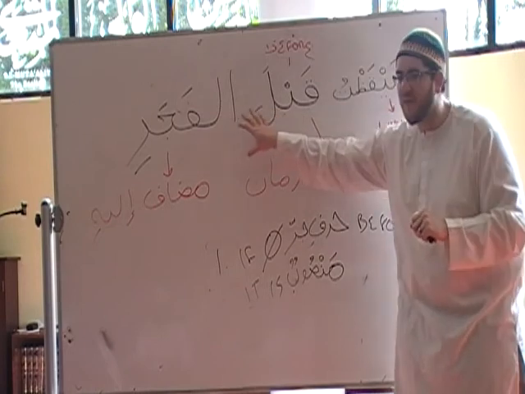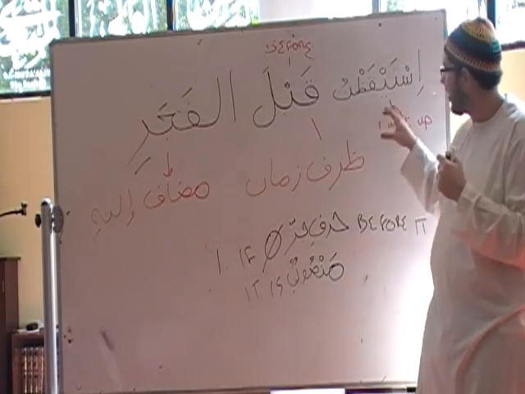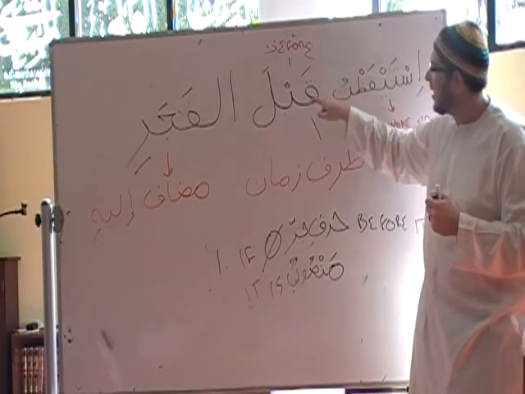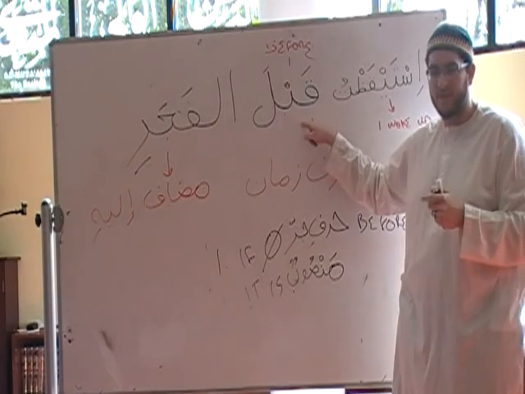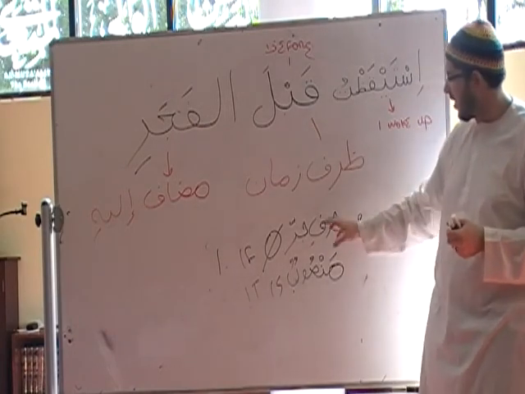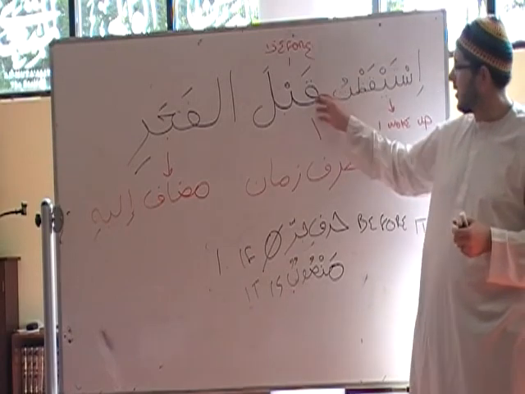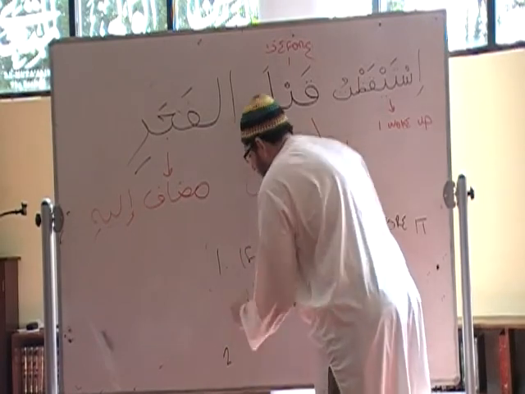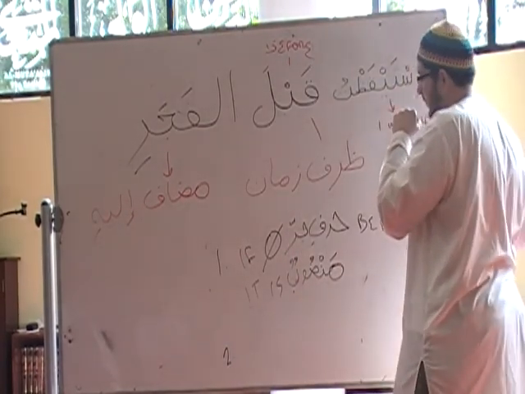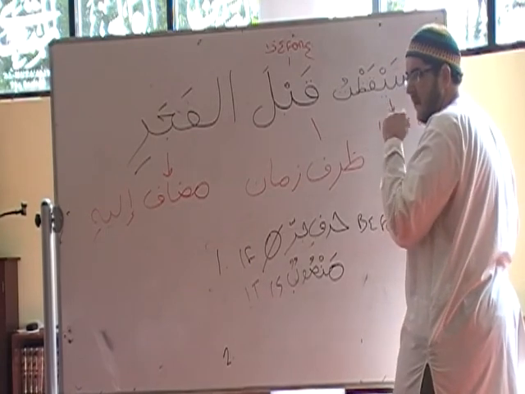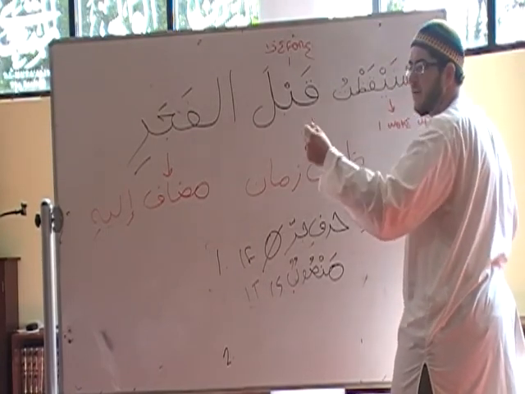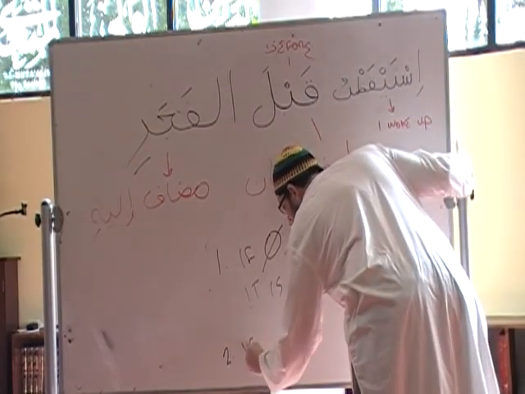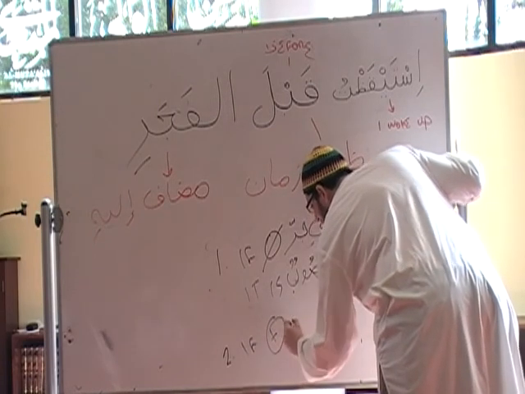So, istayqadtu qabla al-fajr. Okay? Istayqadtu qabla, this word is a time in which this verb happened. Because it's describing that, it takes the state of nasab. Does that make sense? So, if there's no harf jar before it, it's going to be mansoob. The second rule is, if it does have a harf jar before it, then it takes the state of jar. Okay? So you can say min qabl al-fajr. Istayqadtu from before fajr.